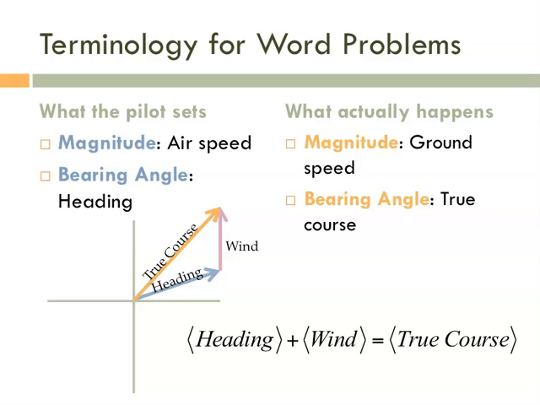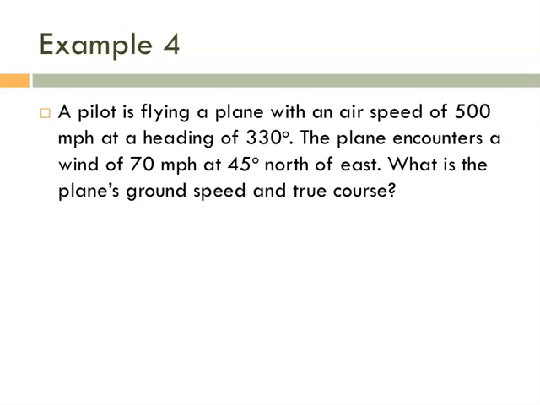All right, so let's take a look at an example. Example 4. A pilot is flying a plane with an airspeed of 500 miles per hour at a heading of 330 degrees. The plane encounters a wind of 70 miles per hour at 45 degrees north of east. What is the plane's ground speed and true course?